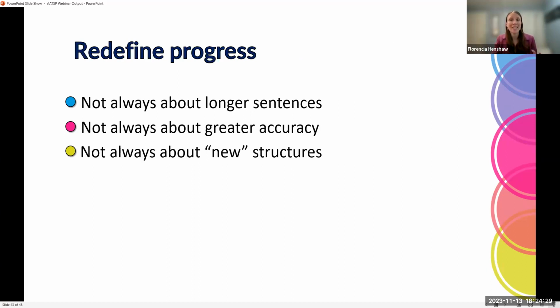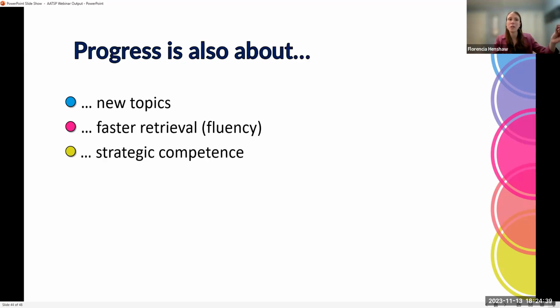When we're talking about progress in output, definitely think about that it's not always about longer sentences, not always about greater accuracy, not always about new structures, right? So it's not always about a new sub-level. Progress is about new topics, even if it's the same level. Progress is about faster retrieval, which is fluency, only one little part of proficiency. Progress is also about strategic competence.